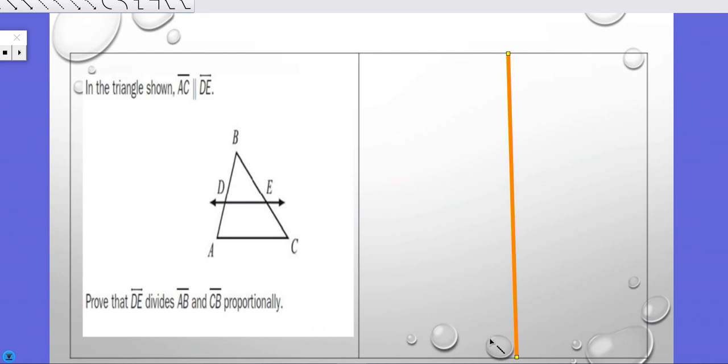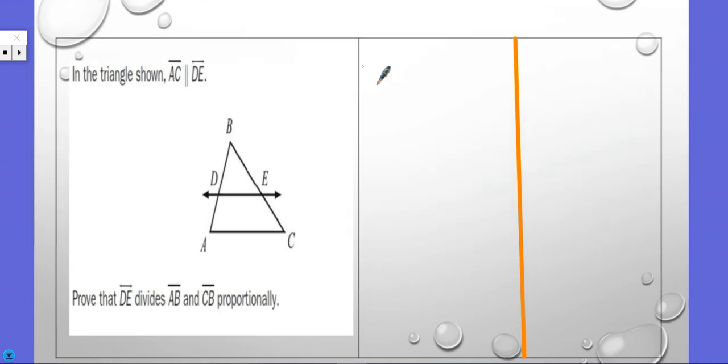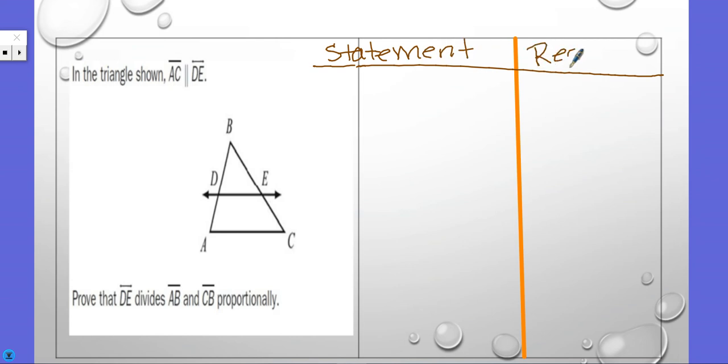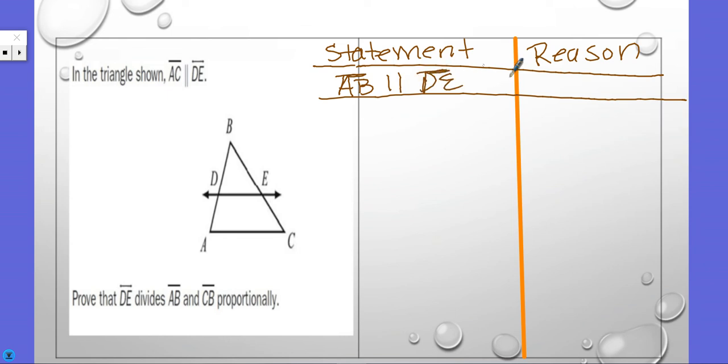Okay, here we go. We're going to put statement on this side and reason on this side. And the first line is always the given. So it told us that AC is parallel to DE, and the rest is going to be on us, and that's given.